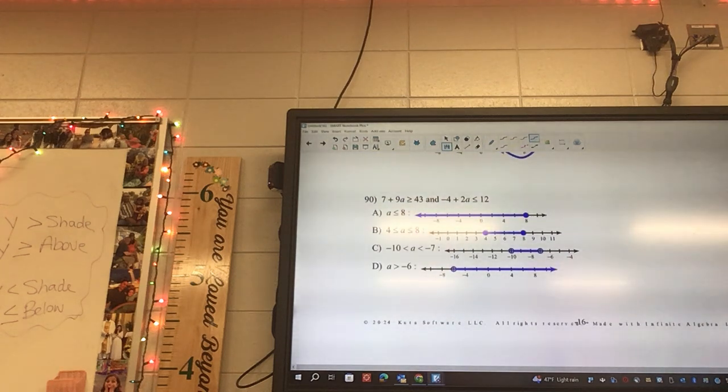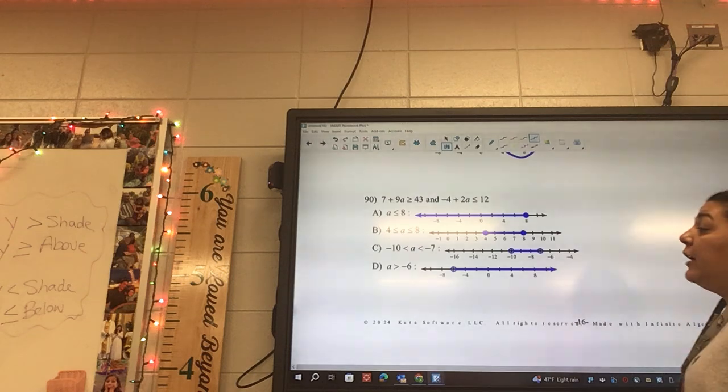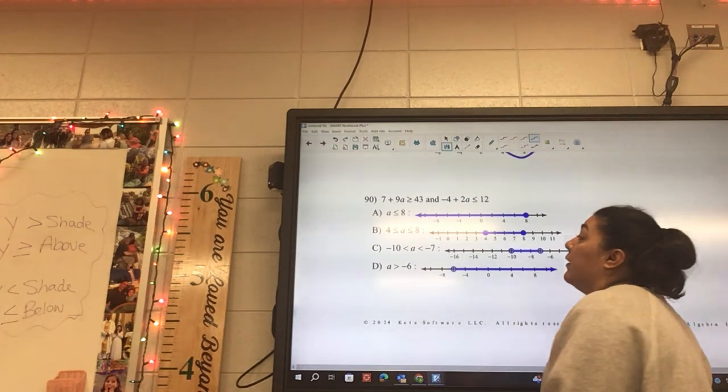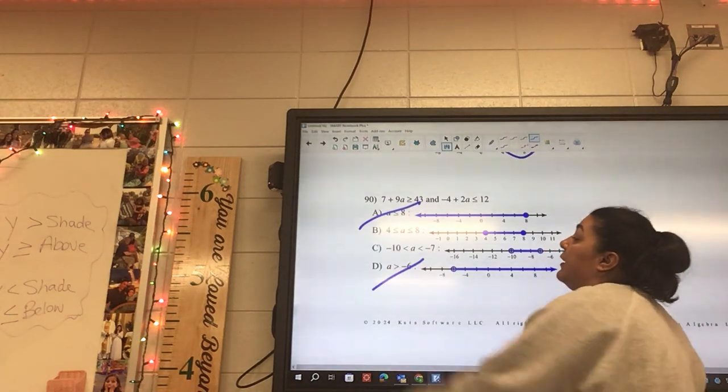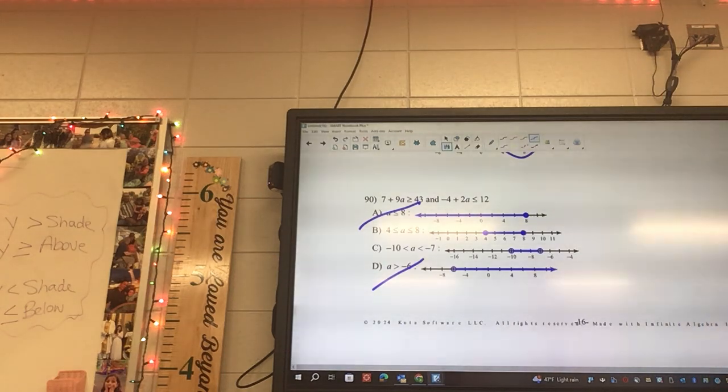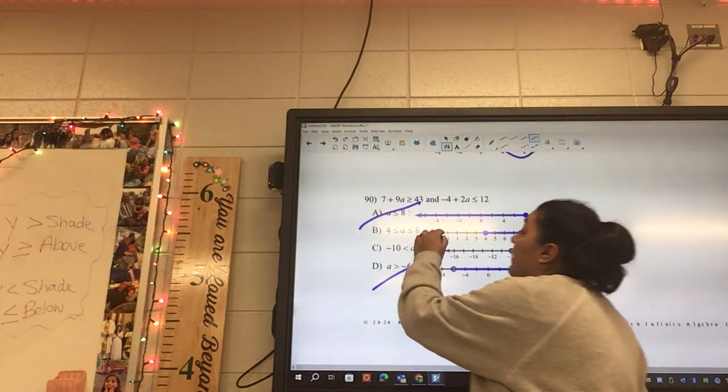And then what about 90? Is it an and or an or? It's an and, so who can I cross off? I can cross off A and D. Should they be open or closed? They should be closed, so it's got to be B.